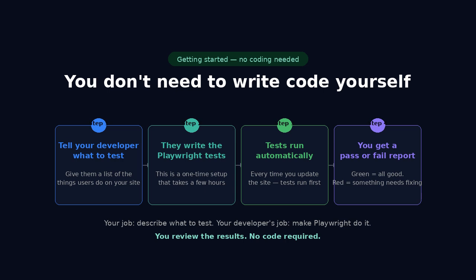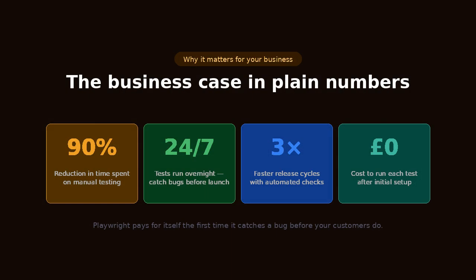Here's the business case in plain numbers. Teams typically see a 90% reduction in time spent on manual testing. Tests run overnight so you catch bugs before your customers do. Release cycles can be up to 3 times faster, and once set up, each test costs nothing to run. Playwright pays for itself the very first time it catches a bug before it reaches your customers.